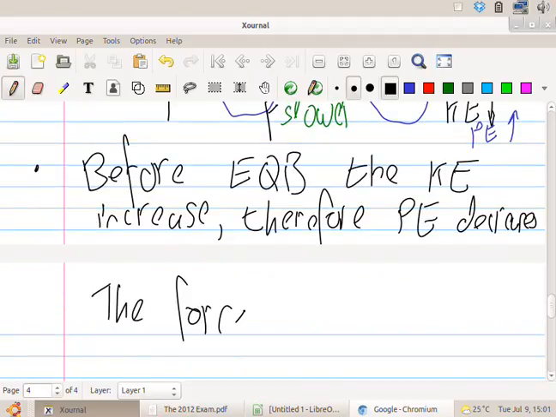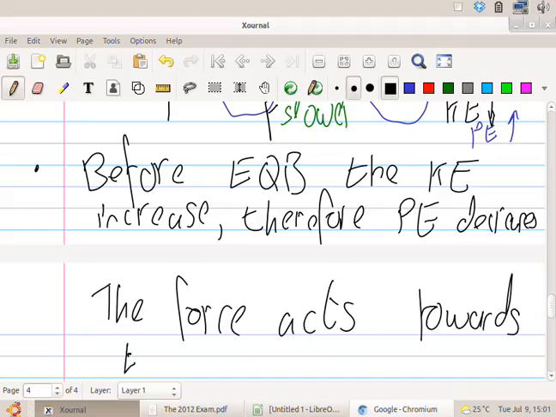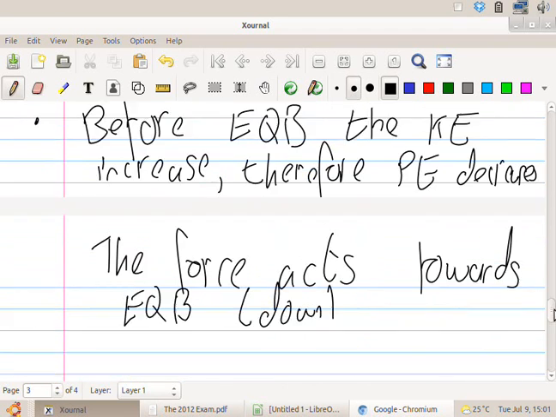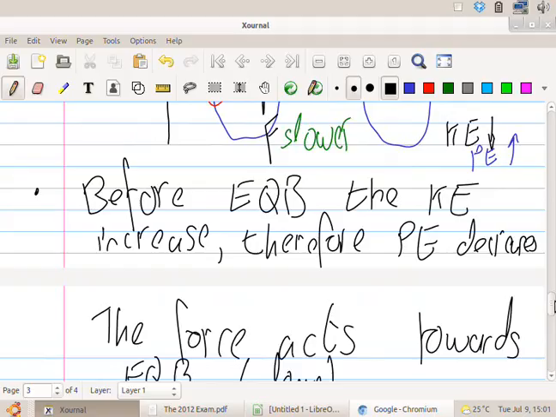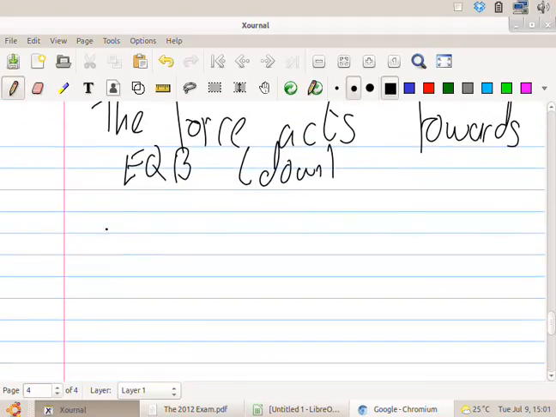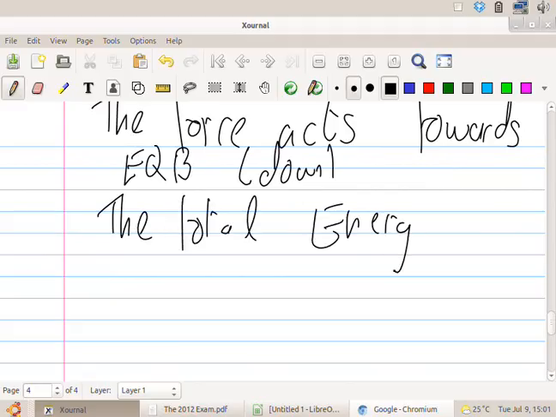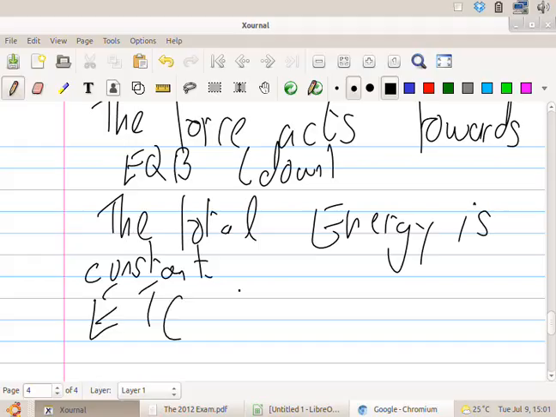What else happens? The force acts towards equilibrium, in this case, down. Anything else I said in the graph? Yeah. Oh, and I should also say the total energy is constant, of course. And then you have to say the same thing, but then on the other side, etc., etc.